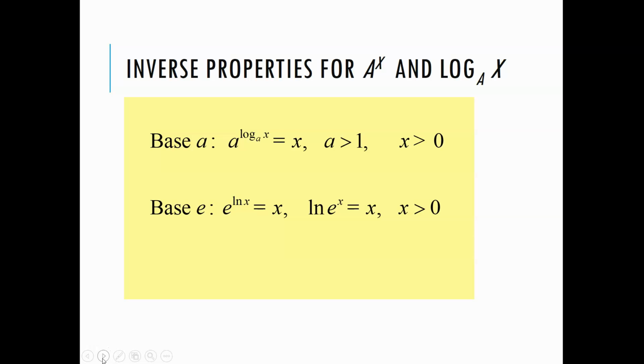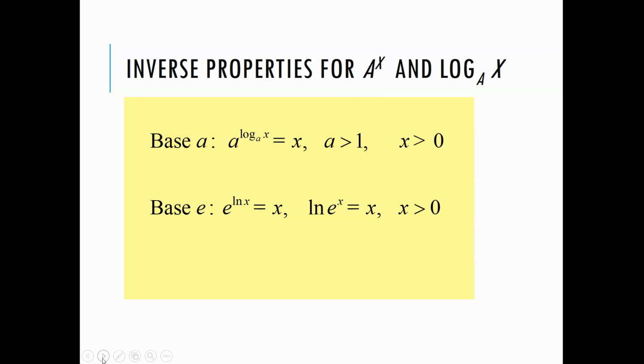And a to the log base a of x is equal to x. That's the identity. And e to the natural log of x is equal to x. That's also the identity. You can also say the natural log of e to the x is equal to x.